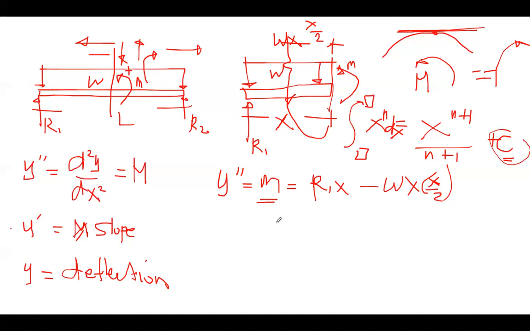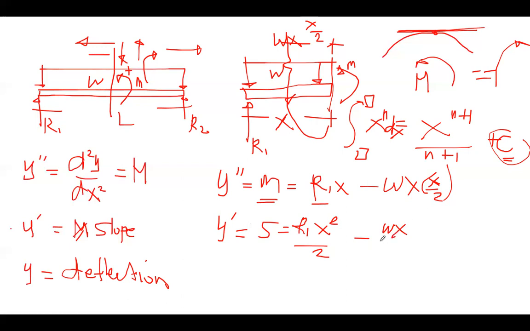So, if you are going to integrate this one, you will get the first derivative. That becomes the slope. R1 is constant, so you have just R1 x. What is the power? 1 plus 1 will become squared over 2. And then you have minus W. Actually, this one is WX squared over 2, right?